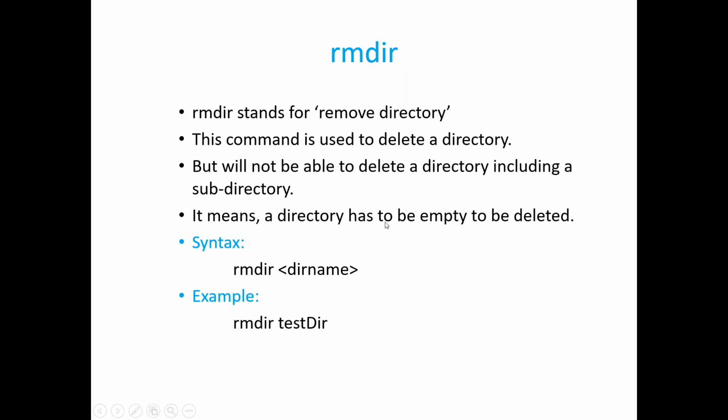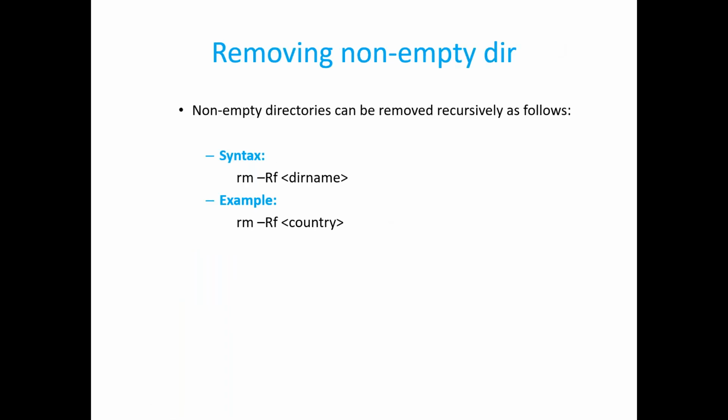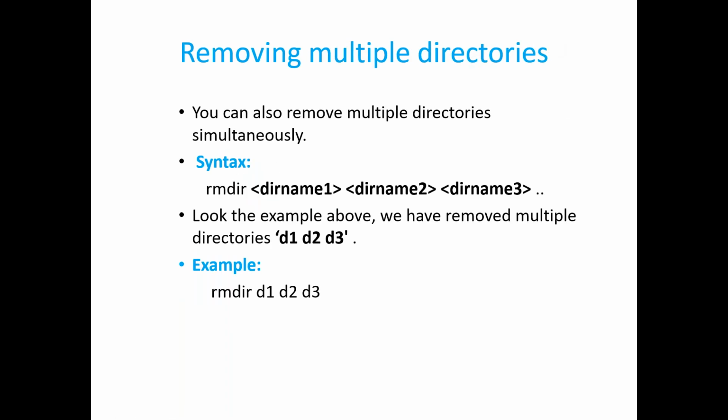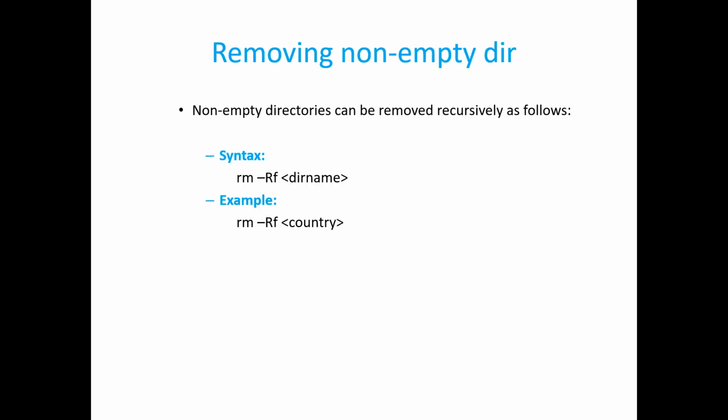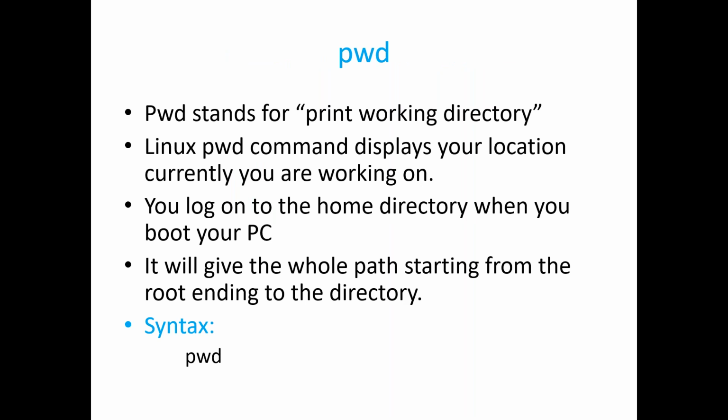The rmdir command removes only an empty directory. Remember that. If the directory is empty, that's well and good, right? We have also seen how to remove multiple empty directories. But if the directory is not empty, then we use rm in a recursive way, with the -rf option, and then give the directory name whichever you would like to delete. Also, we spoke about PWD. PWD stands for print working directory or present working directory, which is used to figure out the exact location where you are currently working.